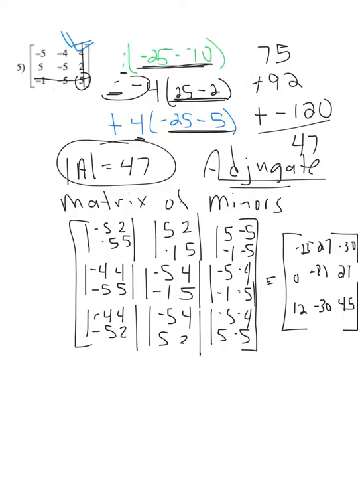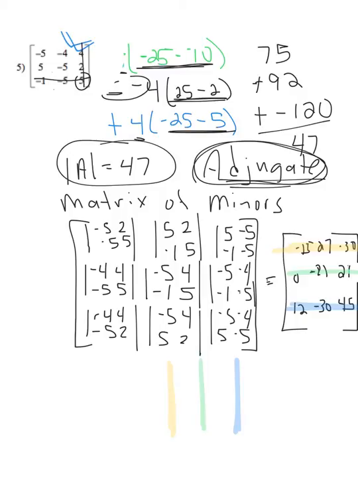Now here's what the adjugate is. You got to take the matrix of minors, and we're going to turn that into the adjugate. Okay, the adjugate takes this row and it makes it the first column, and then it's going to take the second row and make it the second column, and then it's going to take the third row and make it the third column. So let's see if I can't make it do all of that.